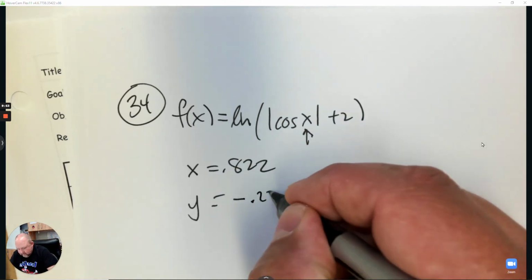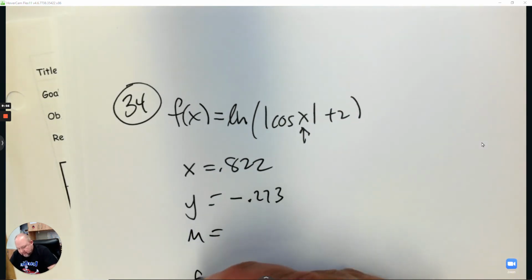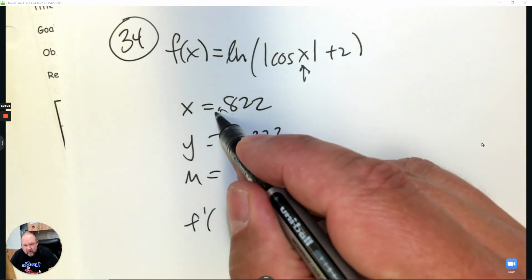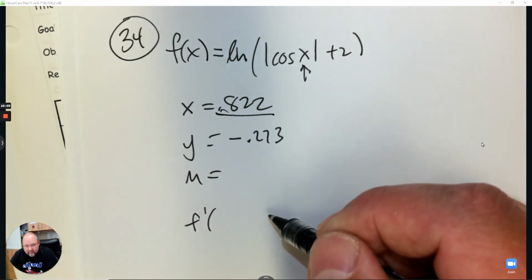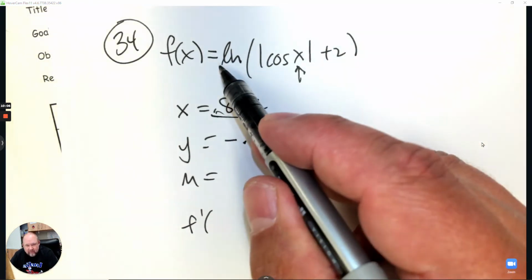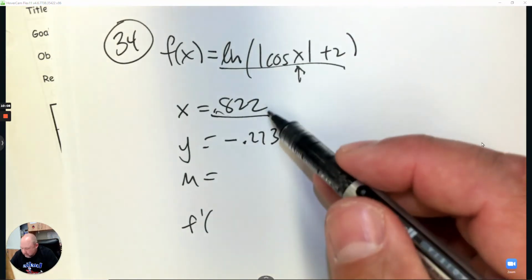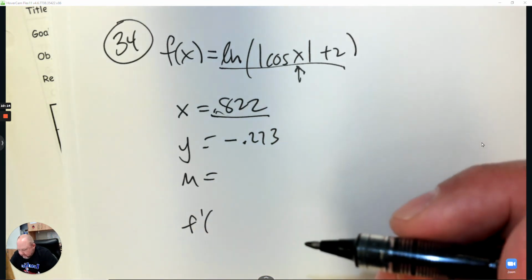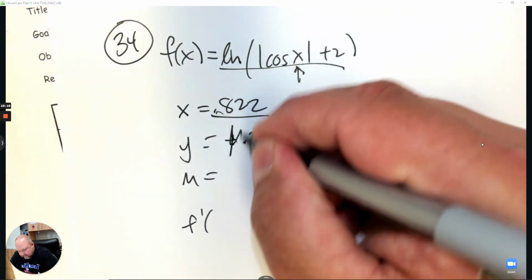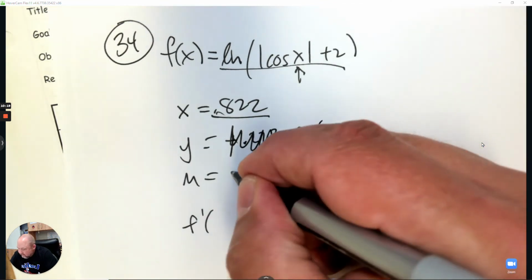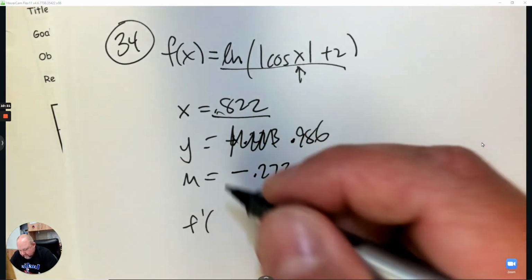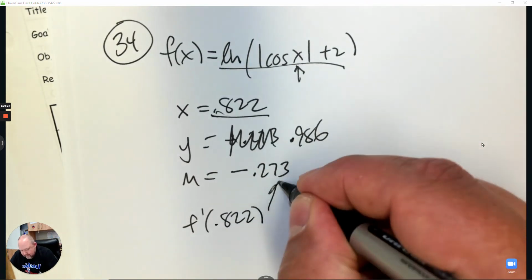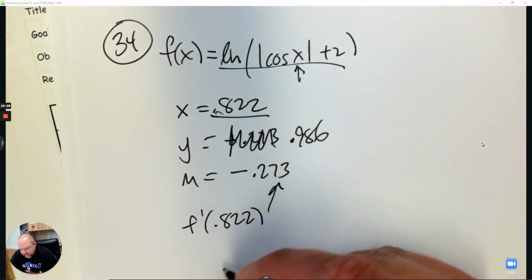Negative 0.273. The slope, you're going to take the derivative. So you're going to press Menu, Calculus, Derivative at a point, and you're going to use that value, 0.822. And then when you actually type in that, you type this in at that 0.822, and the derivative should say negative, oh, wait a second. Sorry, this is 0.986. The derivative is negative 0.273. So you're finding the derivative there with your calculator, and then you put it all together.